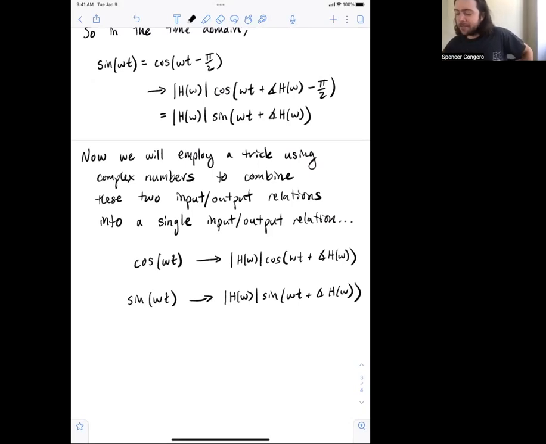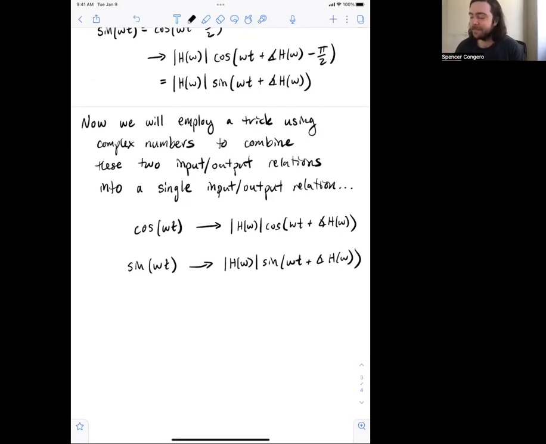Now we're going to do something that might seem strange at first, but it turns out it's really nice. It makes a lot of what we do in this class a lot simpler to write down and keep track of. What we're going to do is pretend that we put in not these two things separately, but we add them up, or we multiply the second one by a j. Now, why are we doing this?